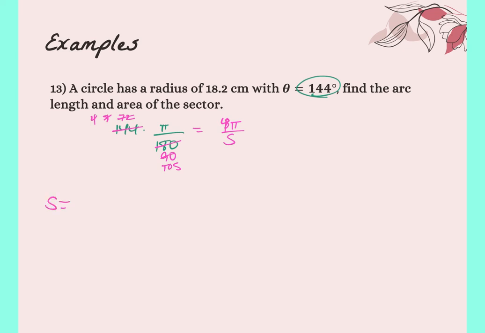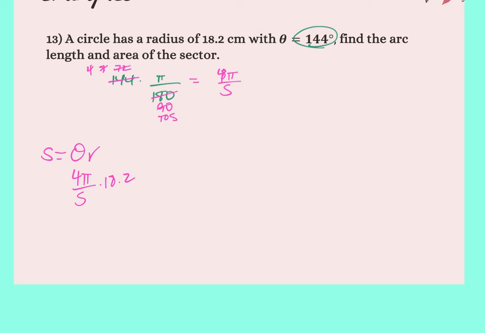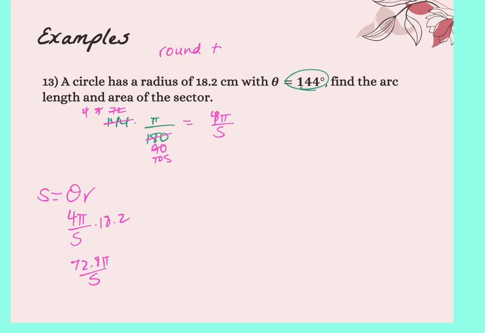And then I would do S equals theta times the radius. So 4 pi over 5 times 18.2. And then if it's kept exact, I just do the 4 times the 18.2, 72.8 pi over 5. If it's kept exact. If it's not kept exact, and I think the homework, they all round. If it says to round to nearest hundredth, then I can literally take this as even part of my equation. I can do 144 times pi over 180 times 18.2.